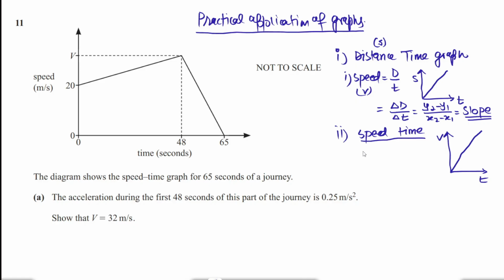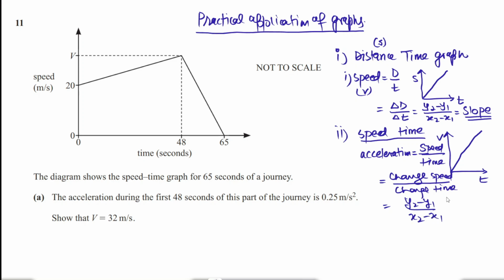So this gives us, if you divide speed and time, you get acceleration. Acceleration is change in speed divided by change in time. Change in speed means, since speed is always given on the y-axis, we are looking for y2 minus y1 over x2 minus x1. It means we are again looking for the slope or gradient of this speed time graph. That is the first part here.